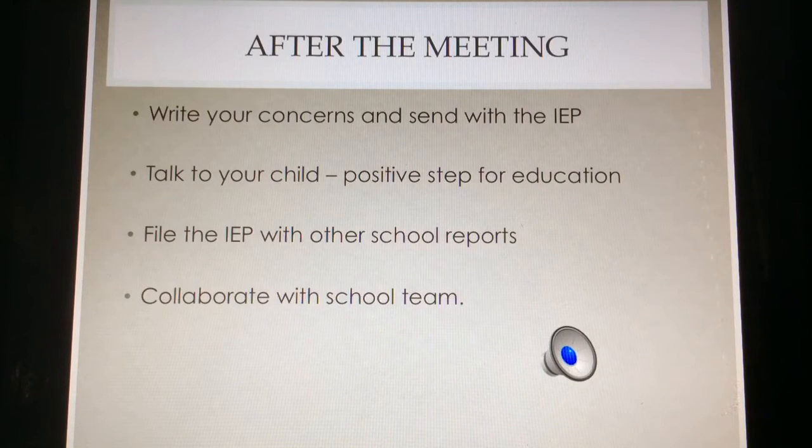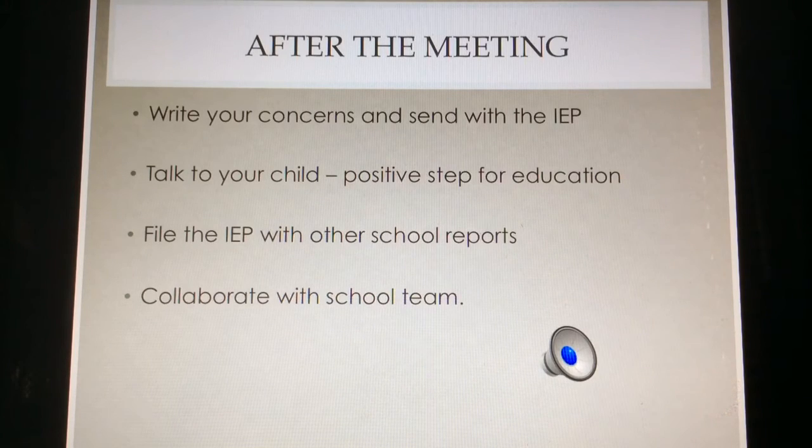After the IEP, give your child feedback and discuss what needs to happen to meet the goal in school. Reassure your child that the school staff and the family will support his or her progress. Remember, having an IEP is a positive step for your child to meet his educational needs.